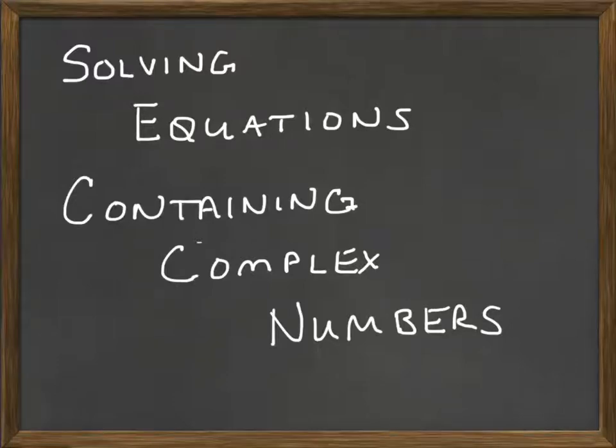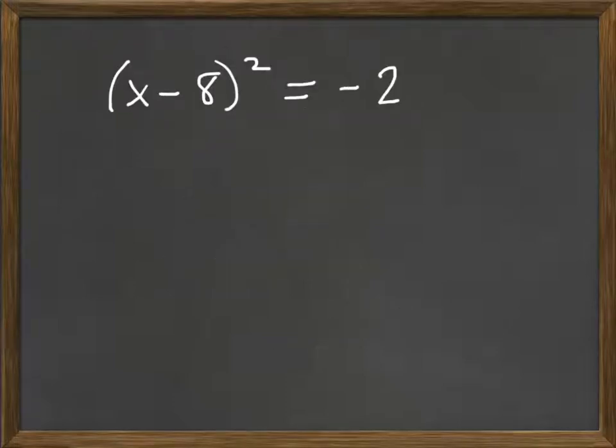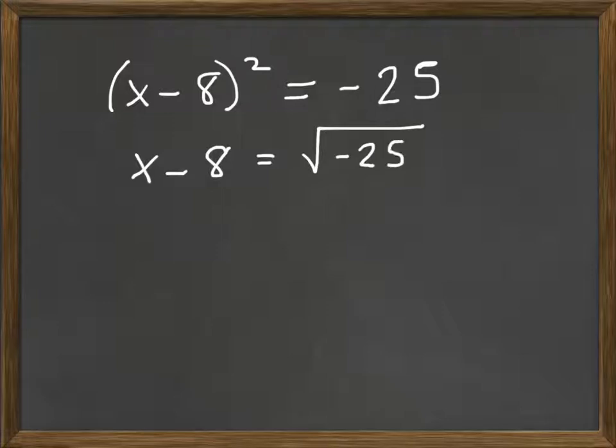Okay, today we're going to be looking at solving equations that contain complex numbers. Now, this equation is (x - 8)² = -25, it should say. Okay, negative 25. We always said you couldn't take the square root of a negative number, but now that we have i, we can do so. So the first thing we do is take the square root of both sides, giving x - 8 on the left equals the square root of -25 on the right.